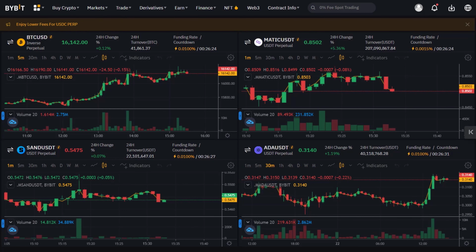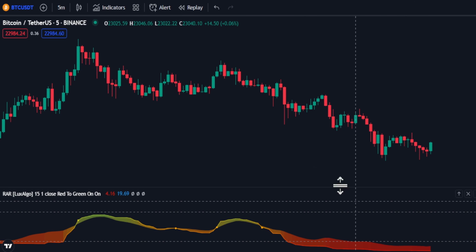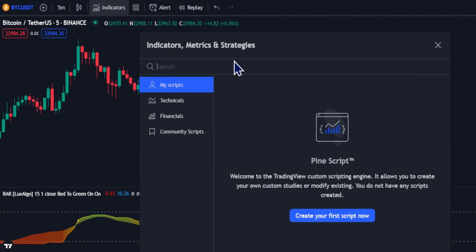Alright, let me continue. Head over to the Indicator Search tab and search for the EMA Cross indicator.